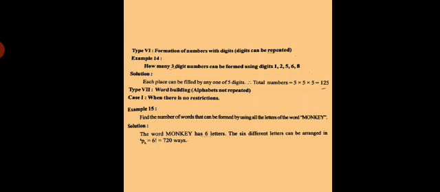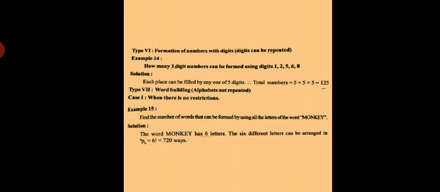Now next type, formation of numbers with digits. Here digits can be repeated. How many 3-digit numbers can be formed using digits 1, 2, 5, 6, 8? So here students, each place can be filled by any one of the 5 digits, and therefore here they have said that the condition is digits can be repeated.